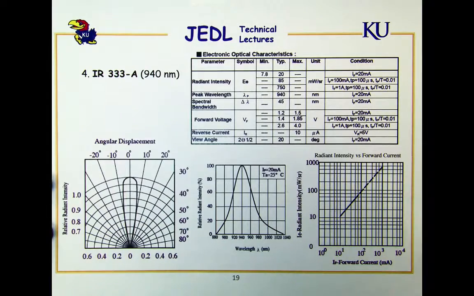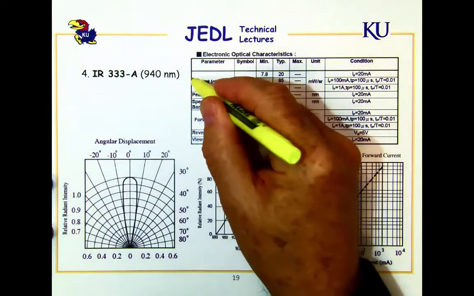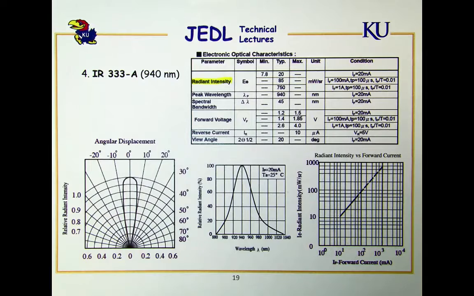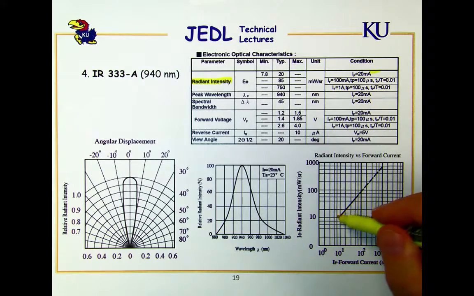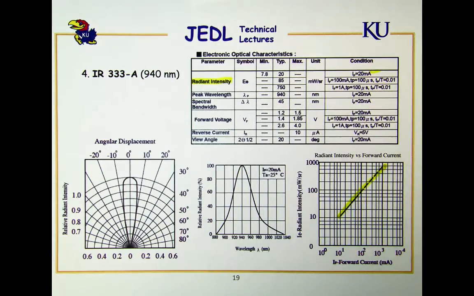So, for example, if you look at the blocks up here, the radiant intensity is important to you. Notice that it's dependent upon the current, and if you want to see exactly how that plays out, take a look at that chart right there, and you can get differing radiant intensities depending upon the current that you use to drive this device.